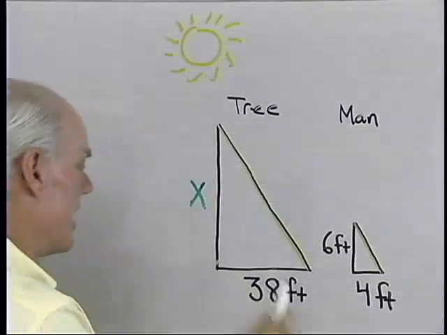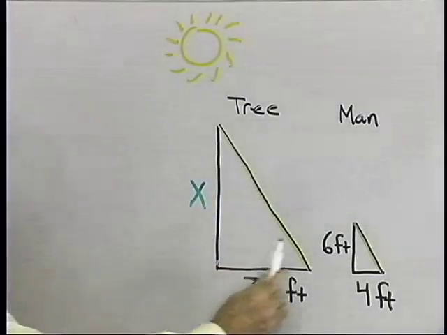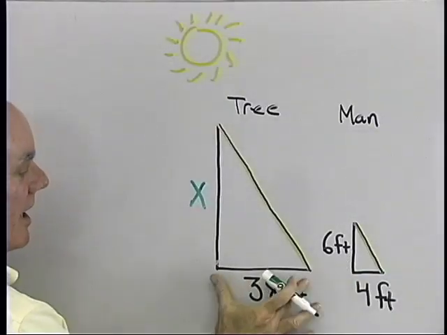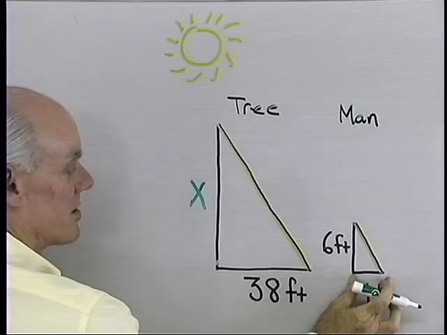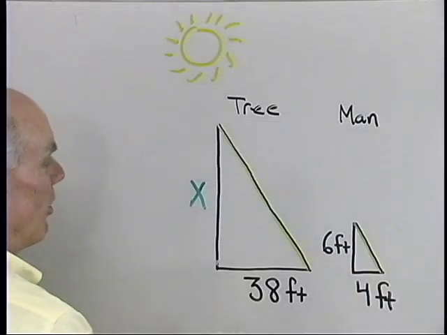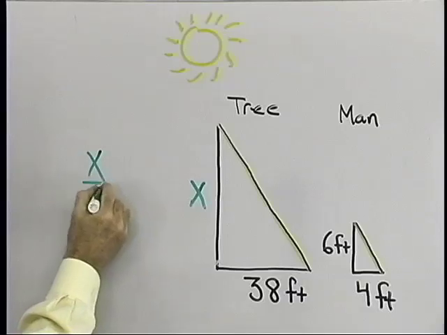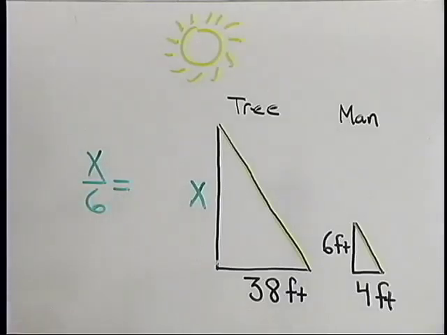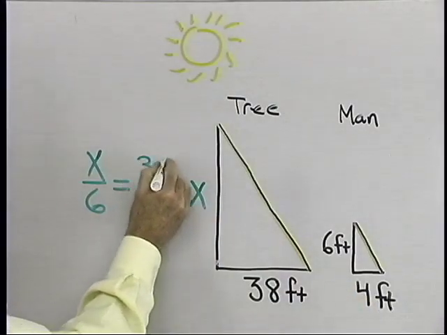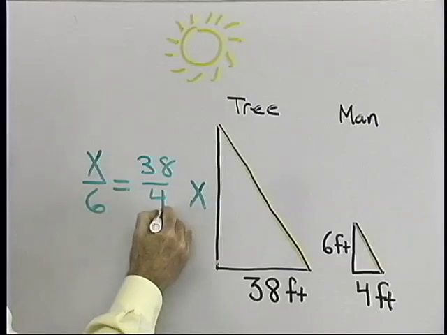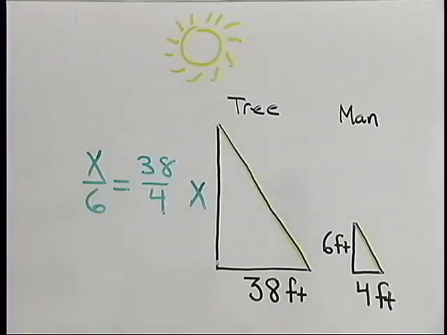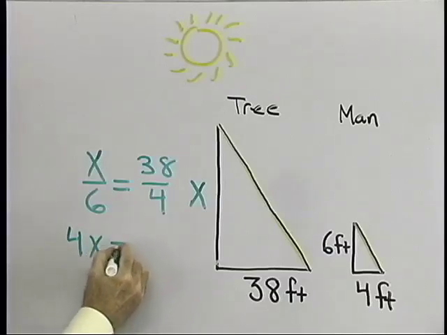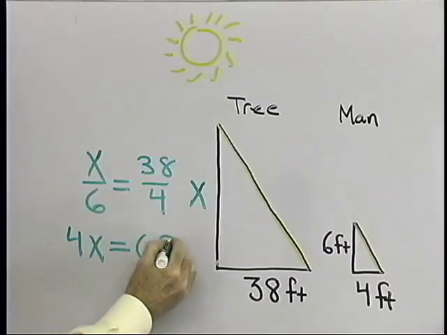So that means that the height of the tree is to the height of the man as the length of the shadow of the tree is to the length of the shadow of the man. Or x is to 6 as 38 is to 4. Now, I can use my means extreme property to solve this by saying that x times 4, which is 4x, must be equal to 6 times 38.